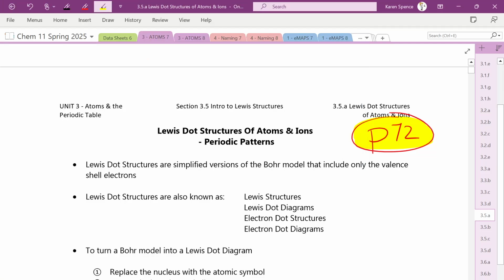How many of you last year in grade 10 did something called Lewis structures or Lewis dot structures? No. Okay, so this is better than my other class. In my other class, only 5 people had done it. So this is good.